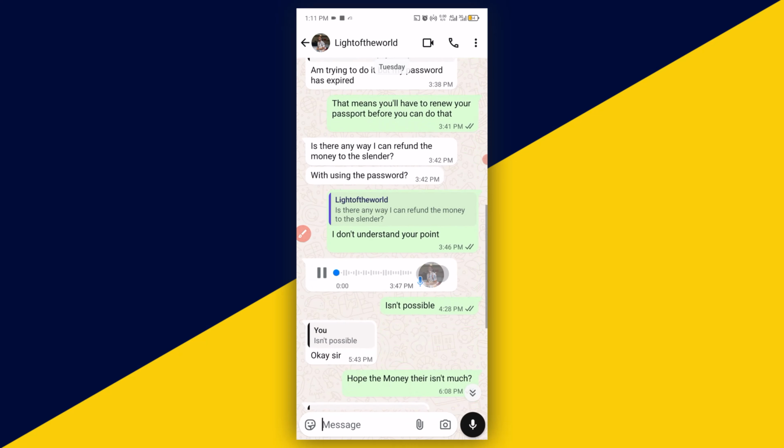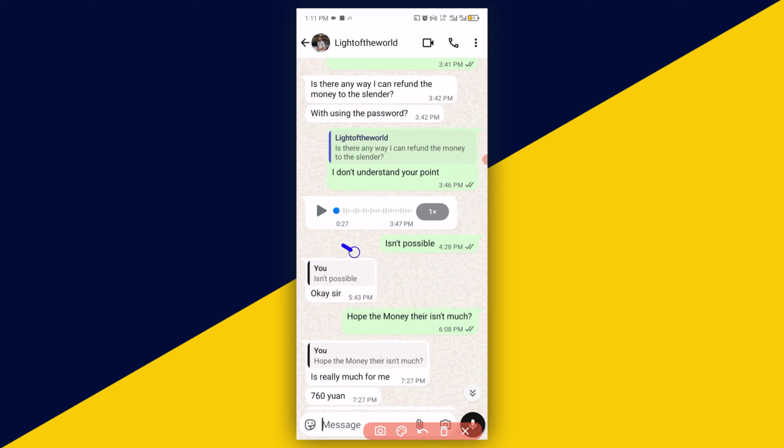So here, let's listen to another voice note. Now, here is my response right here. It is actually not possible. You cannot refund money back without entering your authorization payment password. And that is the work of the payment password.